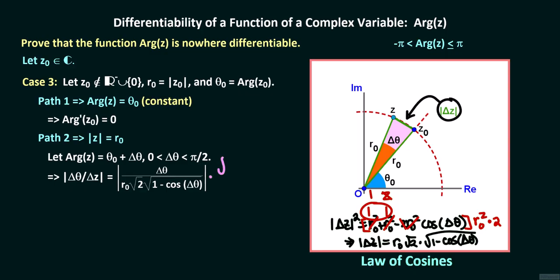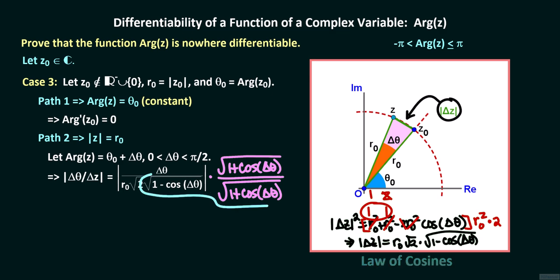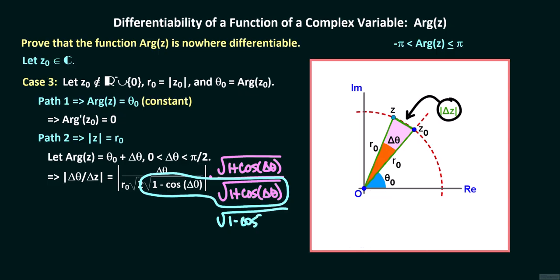We multiply this by the square root of 1 plus cosine of delta theta over the square root of 1 plus cosine of delta theta. The product of these two square roots, with or without the absolute value, is the square root of 1 minus cosine squared of delta theta. This is equal to the square root of sine squared of delta theta. Since sine of delta theta is positive because we have delta theta greater than 0 and less than pi over 2, the square root of sine squared of delta theta is sine of delta theta.